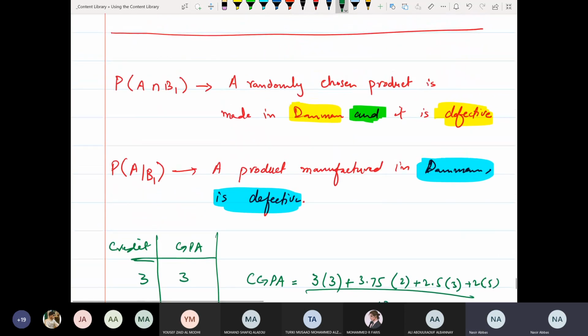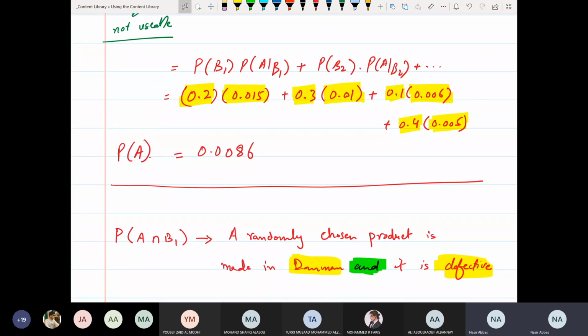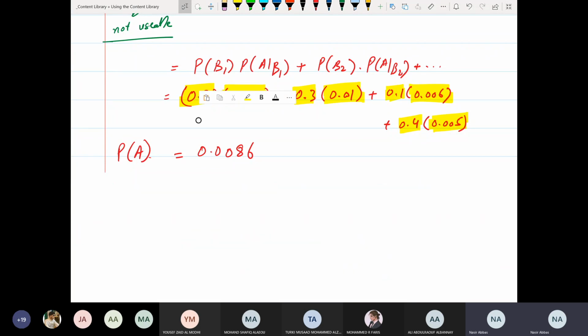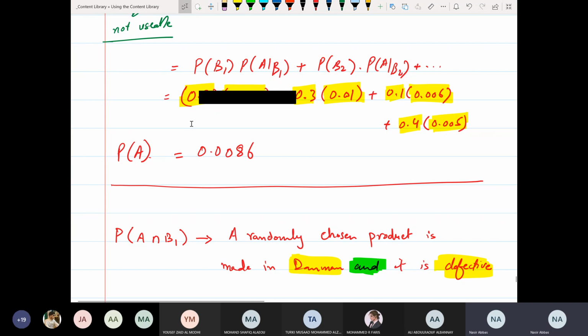Now look at this and look at this. This 2/10, 0.2, is basically the weight of the MUM part. And 0.015 is basically the GPA of the MUM. 0.3 is the weight of Riyadh. 0.01 is the GPA of Riyadh. 0.1 is the weight of Makkah. 0.006 is the GPA of Makkah.